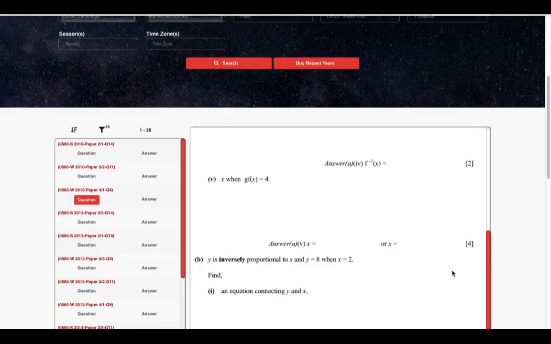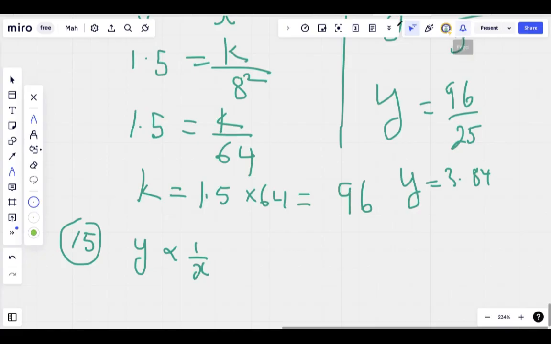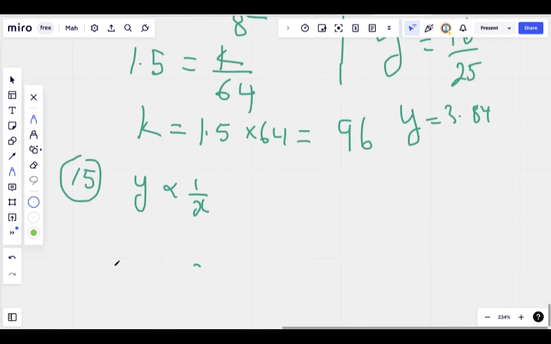Look at the question. We say y is inversely proportional to x. Y is 8, x is 2. Find an equation connecting them. So first of all, inversely proportional to x. It's not squared, it's not square root of x, it's just inversely proportional to x. So we introduce the constant as usual. We say y equal to k over x.